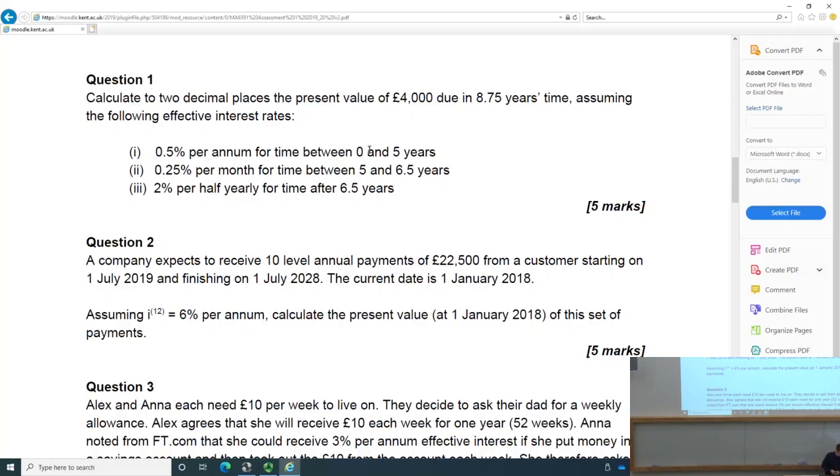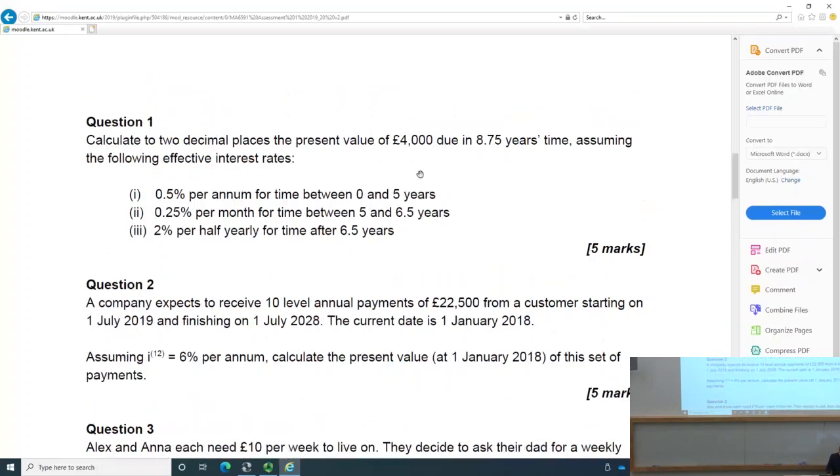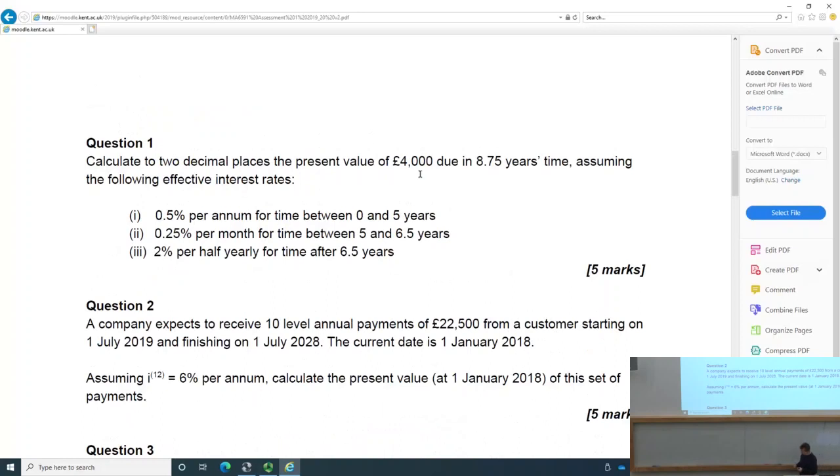Calculate to two decimal places the present value of £4,000 due in 8 3/4 years, assuming the following effective interest rates. 0.5% per annum for time between 0 and 5, 0.25% per month between 5 and 6.5, and 2% per half year for time after 6.5. Right, okay, so if you want, stop the video and have a go, and I will get stuck into it.